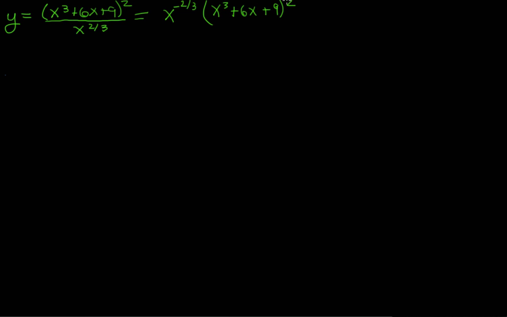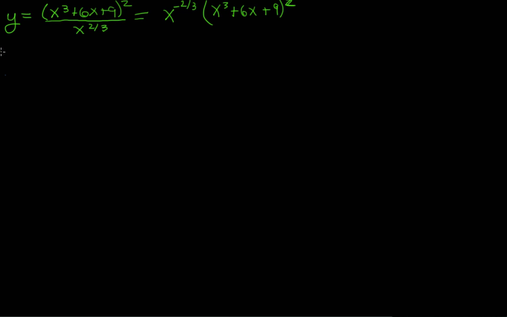Again, there's nothing wrong with using the quotient rule. It's just a preference of mine. I just think it's a little bit easier when it comes to simplifying your answer. And so to find the derivative, we're going to use the product rule. But our second piece here, when we have to take the derivative of x cubed plus 6x plus 9 squared, we're going to have to use the chain rule.